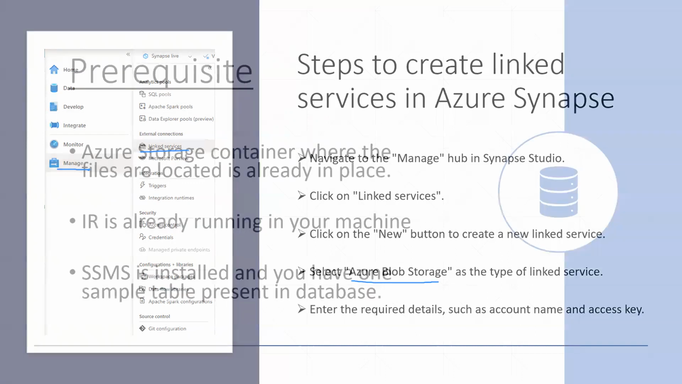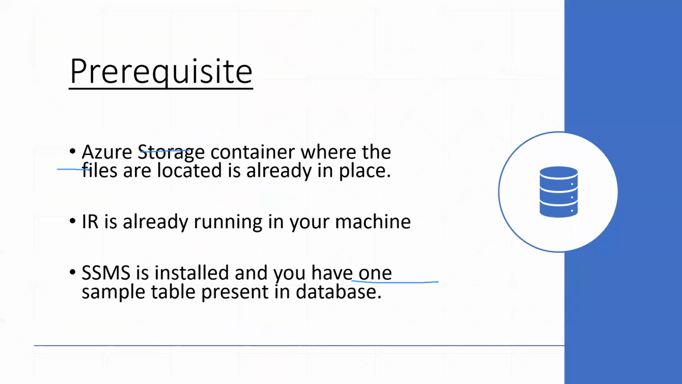But before that, as I said, I wanted to read the data from different sources. So here I'm talking about two different sources. One is a storage container, and the other one is SSMS, maybe a table in your local SQL Server. So I will create one linked service for the storage container, let's say ADLS Gen2.